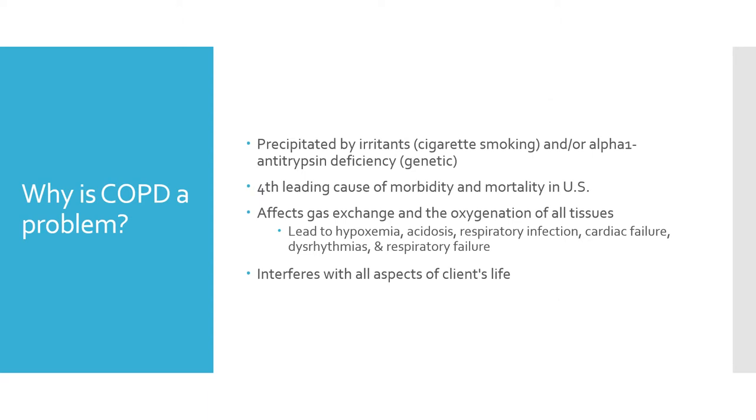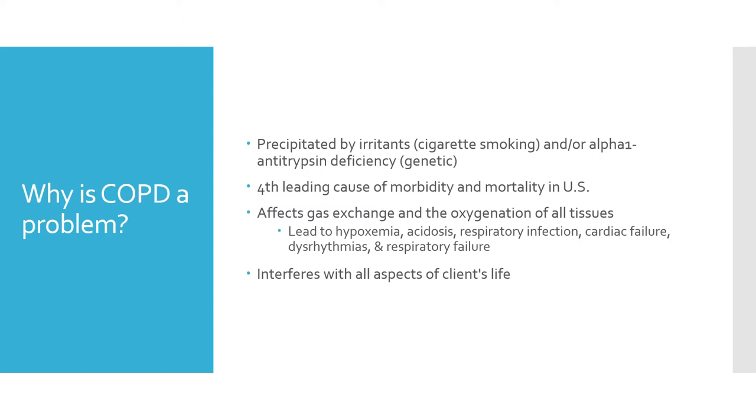So why is COPD a problem? It can be precipitated by irritants like cigarette smoking and/or alpha-1 antitrypsin deficiency. So this could be a genetic issue. It's the fourth leading cause of morbidity and mortality in the United States. It affects gas exchange and the oxygenation of all of our tissues. So hypoxemia, acidosis, respiratory infections, cardiac failure, dysrhythmias, and respiratory failure can all come from COPD issues. It interferes with all aspects of the client's life.